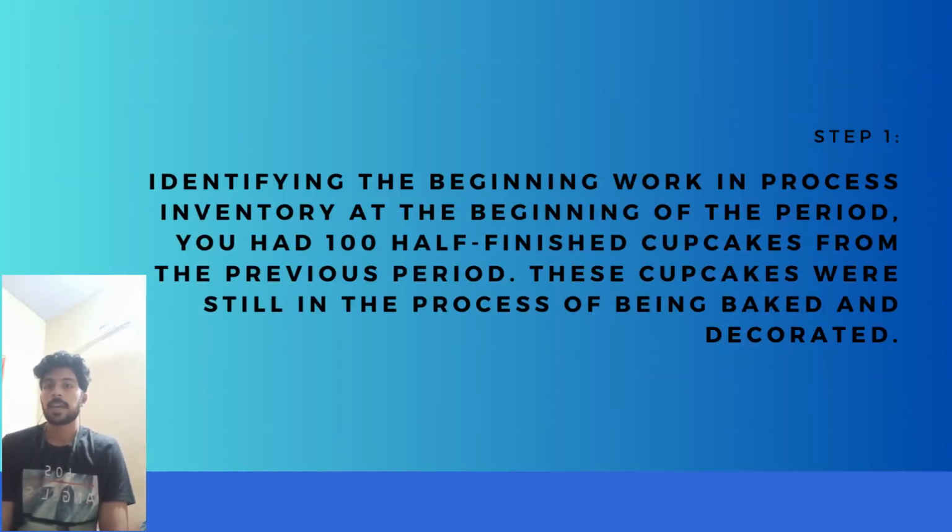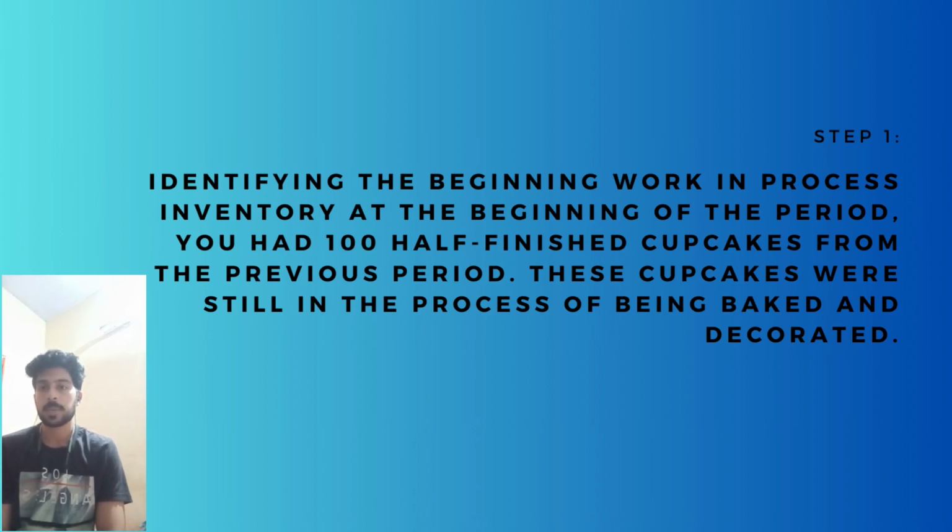First, identifying the beginning work in process inventory. At the beginning of the period, you had 100 half-finished cupcakes from the previous period. These cupcakes were still in the process of being baked and decorated.